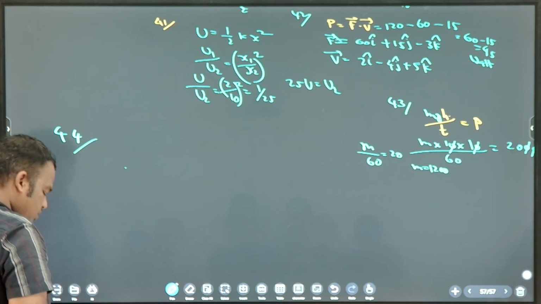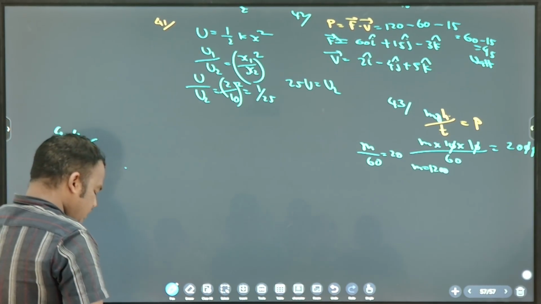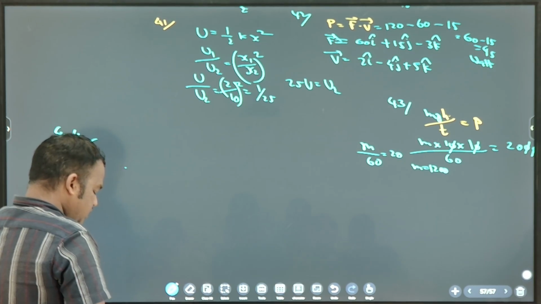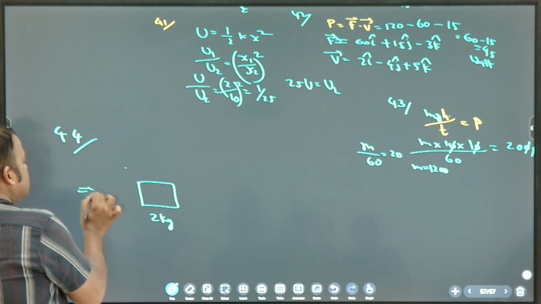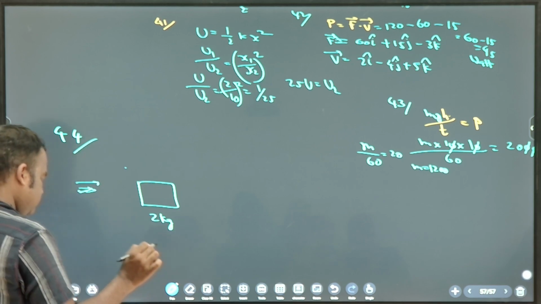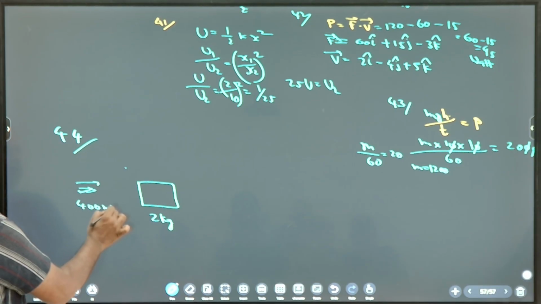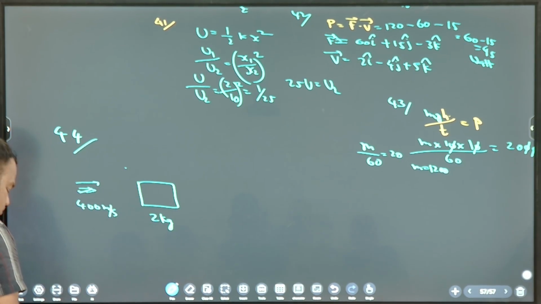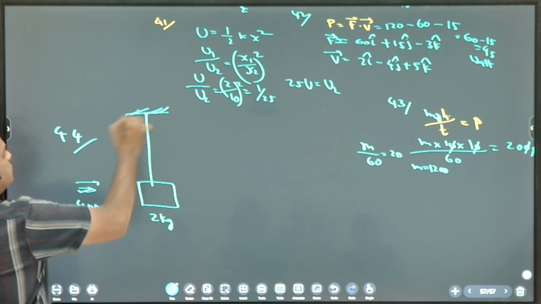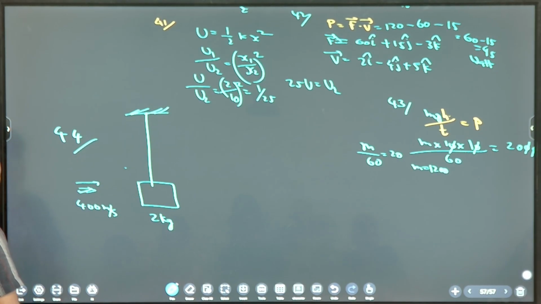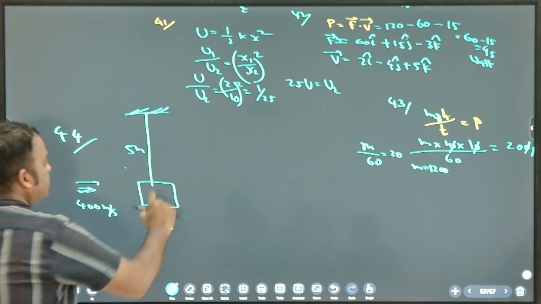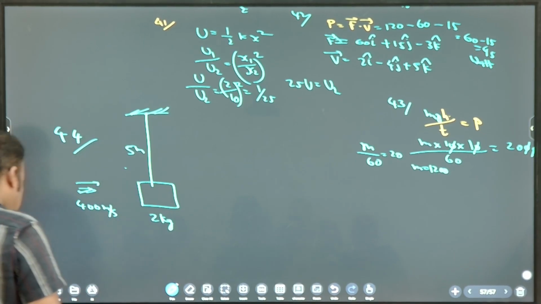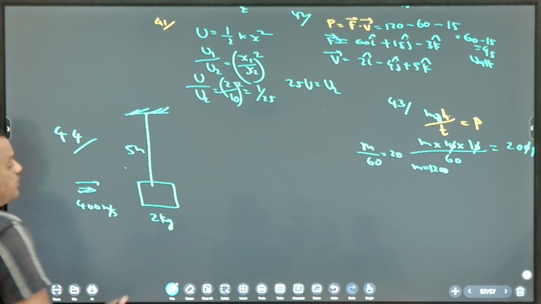Bullet of mass 10 gram horizontally with velocity 400 meter per second strikes a wooden block of mass 2 kg. This is the bullet. It is going with velocity 400 meter per second. It is hitting the block of mass 2 kg suspended by light string. The center of gravity rises by 10 centimeter. It will go like this. So bullet emerges out horizontally.